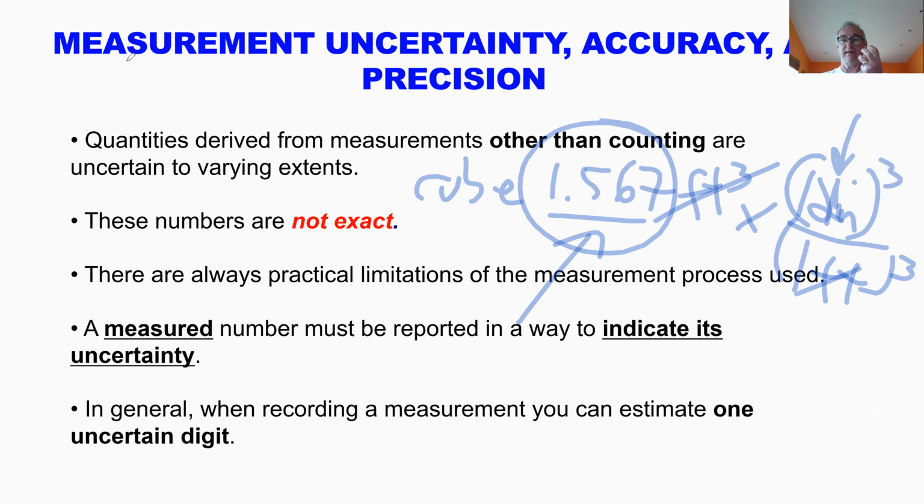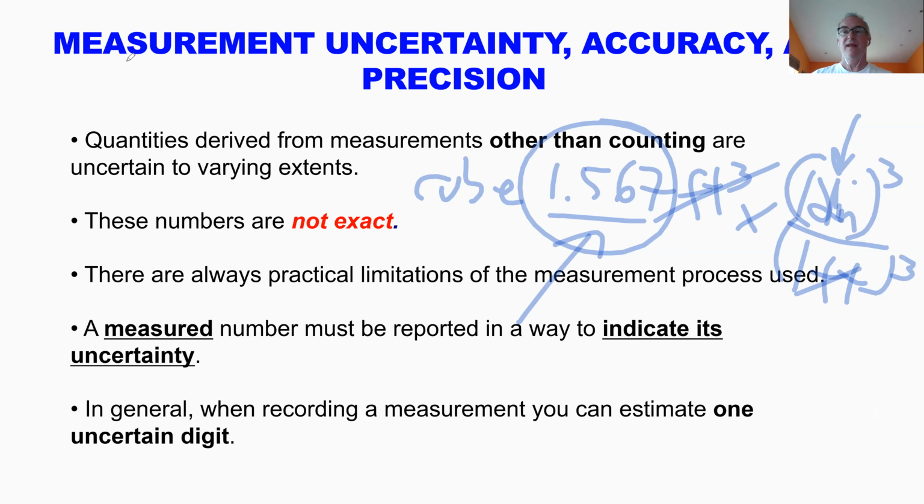So if you're dealing with a count, you don't have to worry about the number of significant digits. You would find whatever other number in the word problem has uncertainty and use its number of significant digits to get your answer. Okay, does that make sense?